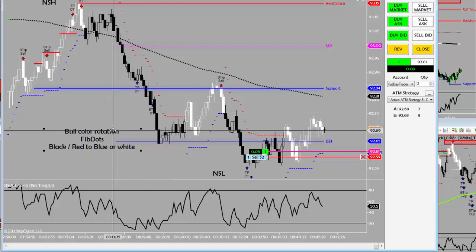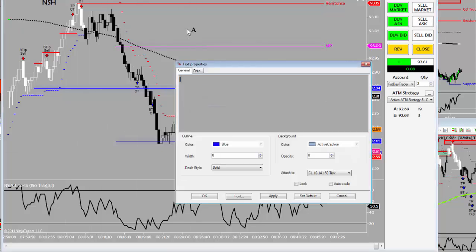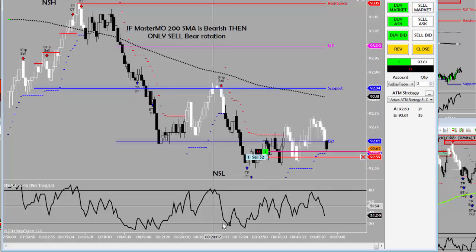Okay, so what would that look like? Let's come back in here, grab the text tool. So again, this if-then language is so critical. So we'd say if Master Mo, this is the big Mo, same thing, 200 SMA is black or bearish, then, so if this condition is present, then take this action. Only sell bear rotation. Period. Okay? So that's our criteria.